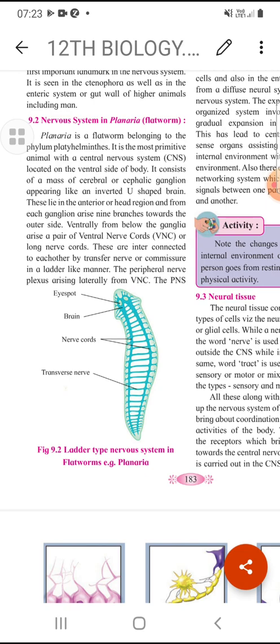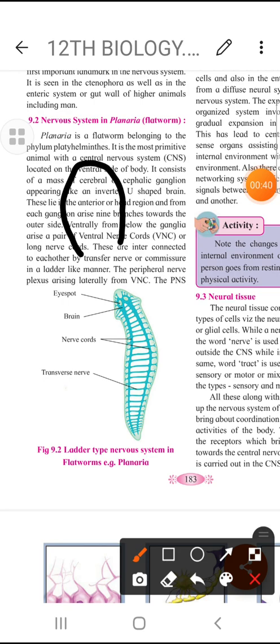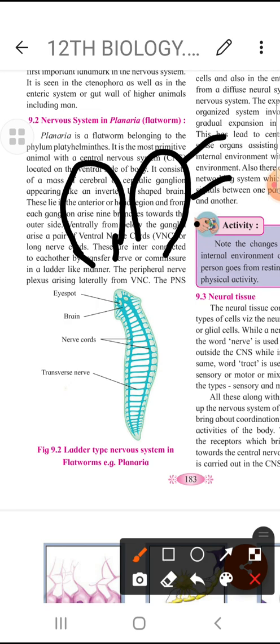That's the planaria. So if you just go through this diagram, what do you find? You have a small brain. What is the shape of this brain? If you draw, the brain looks like this. U shape, inverted brain is there. And from this brain, you have around 9 cells or 9 branches of nerves coming out towards the outer side. Okay, so that's how the diagram is.